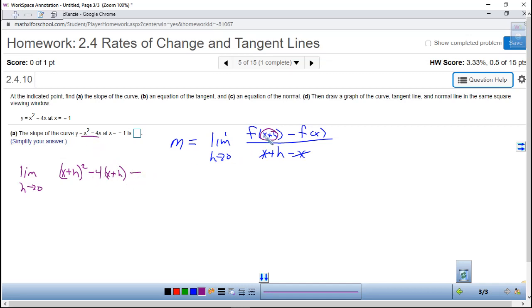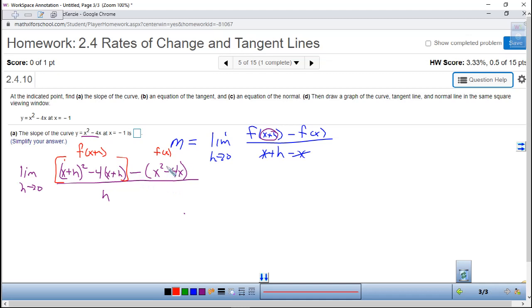And then I'm going to subtract. That's my function with x plus h in it. Now I'm going to go back and plug in just x, and that just means I'm going to get x squared minus 4x. And then I'm going to put all that over that h on the bottom. So this part right here is f of x plus h, and this part over here is f of x. Make sure you put parentheses around it, because you remember you're subtracting both these parts.